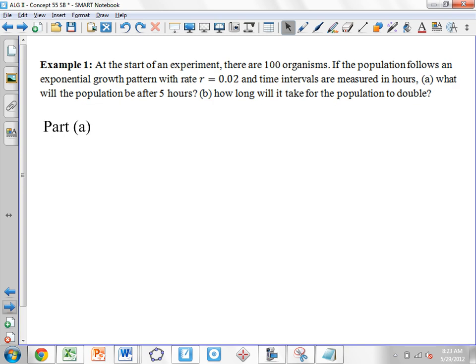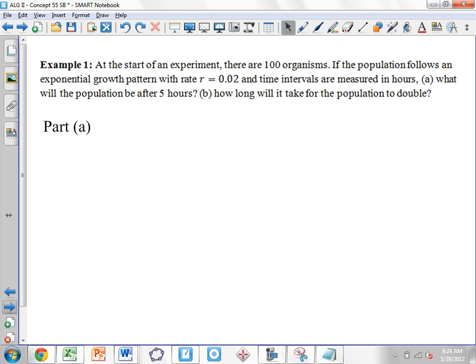So example 1. At the start of an experiment, there are 100 organisms. So it could be humans, it could be amoeba, it could be just normal red blood cells, some organisms. If the population follows an exponential growth pattern with a rate r equals 0.02, what is that in percent, by the way? 2%. Okay, just so we're clear, that is 2%. Let's give it as a decimal, though. And time intervals are measured in hours. A, what will the population be after 5 hours? And B, how long will it take for the population to double? Okay, what will be in 5 hours? How long will it take for it to double?